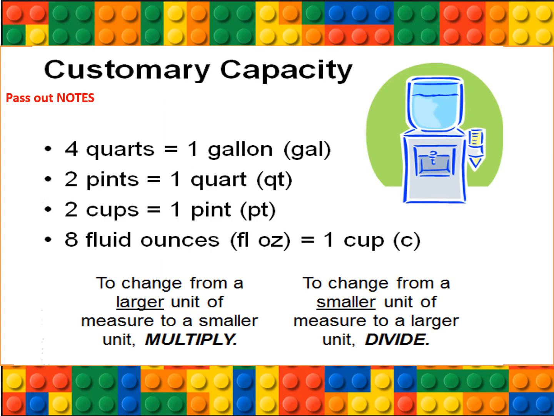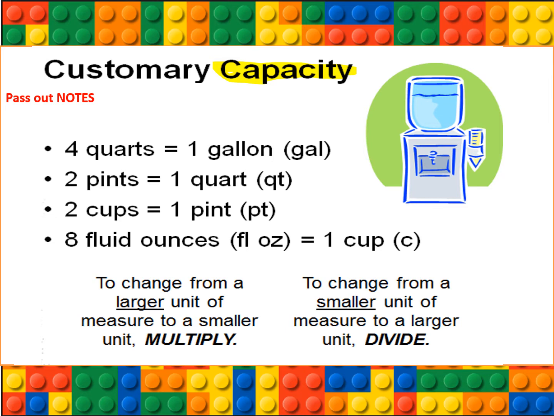So think about customary capacity. Remember, customary is the unit we use in the United States, the system of measurement we use in the United States. It's called the customary measurement system. And for capacity, we should be thinking about liquid. When you hear the word capacity, you should think about liquid, okay? So before we get started with the conversion piece, let's talk about the basic conversions of capacity.